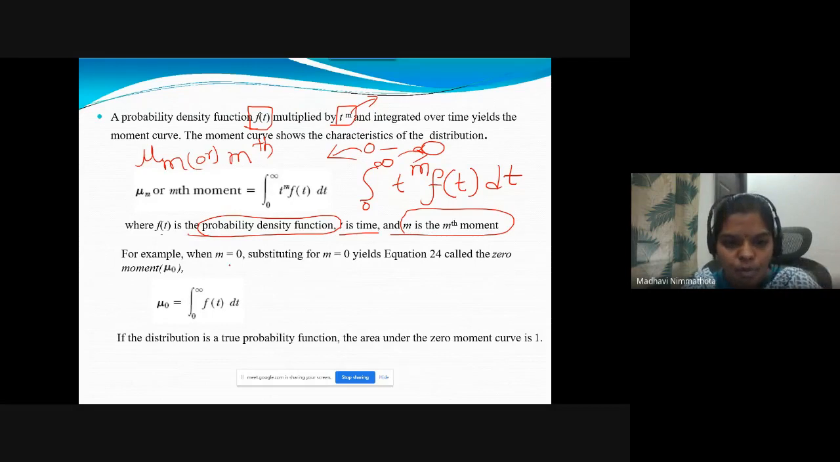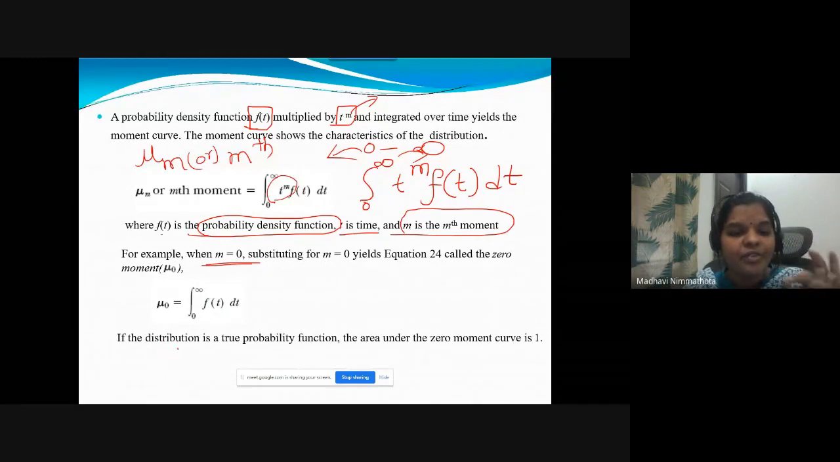See, suppose your m is equal to 0. This is the initial moment. If you substitute this m equals 0 value, you will get an equation like this: mu of 0 equals the integration from 0 to infinity of f of t dt. Here the whole t term will become 1, so there is no need to write it. If the distribution is a true probability function, the area under the zero moment curve is 1.